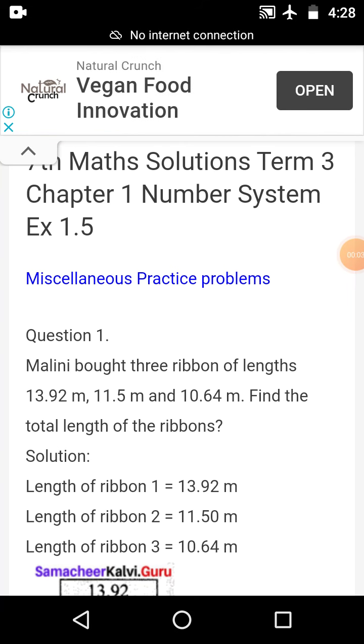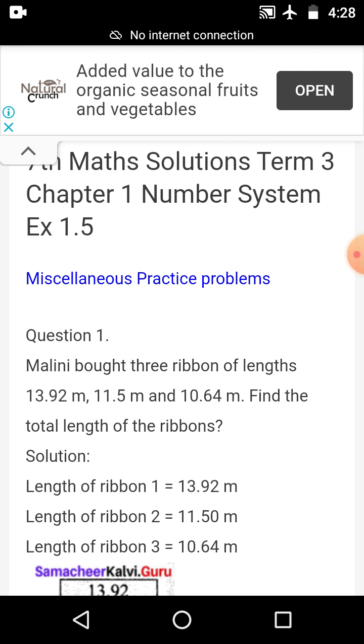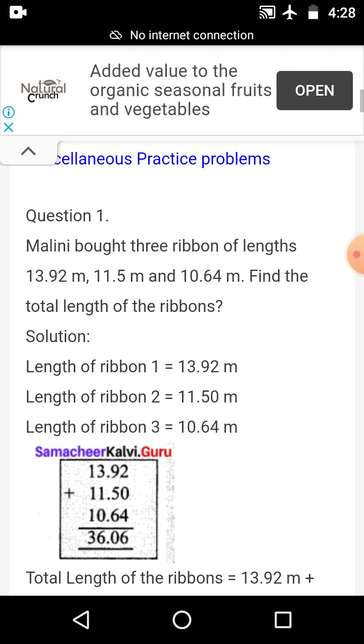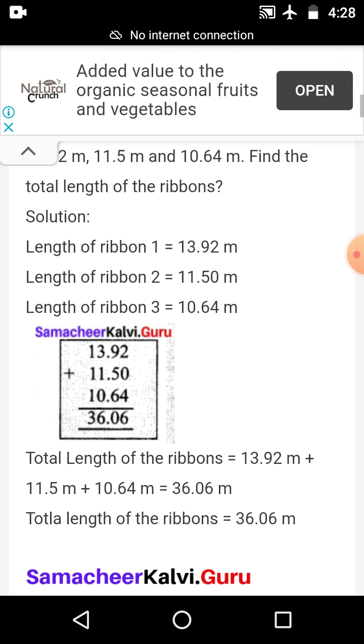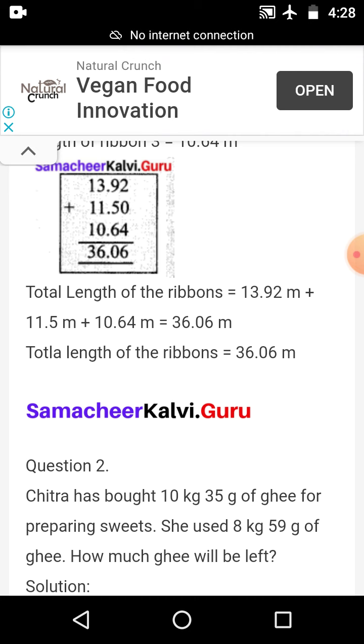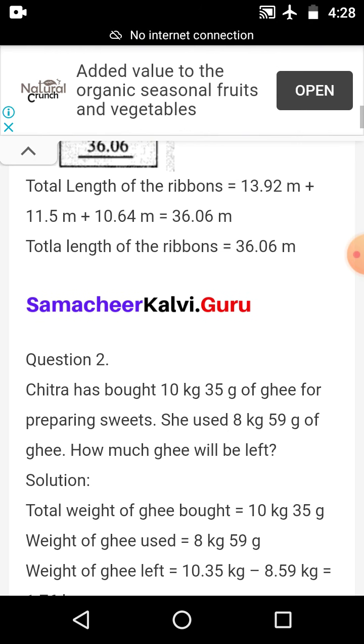Now we can see exercise 1.5 in number system. See the first question. Malini bought 3 ribbons of length. They have given the length of the 3 ribbons. Find the total length. Here we have to add. So see the solution and write in your tab note. And the final answer will be the total length of the ribbons, 36.06 meter.